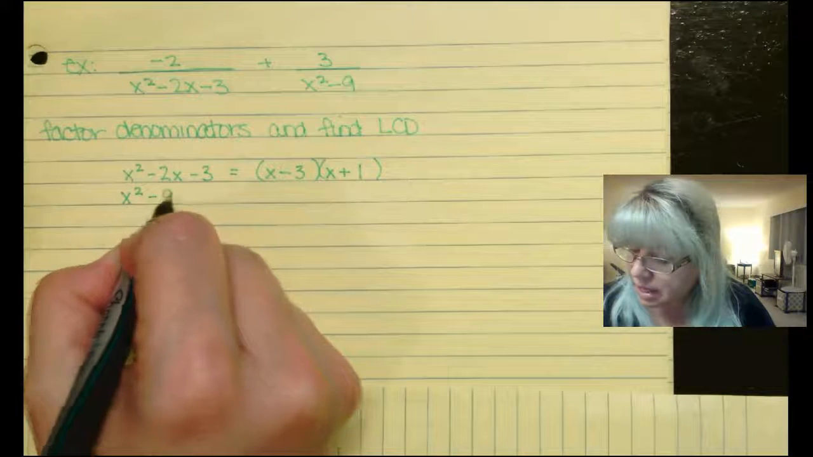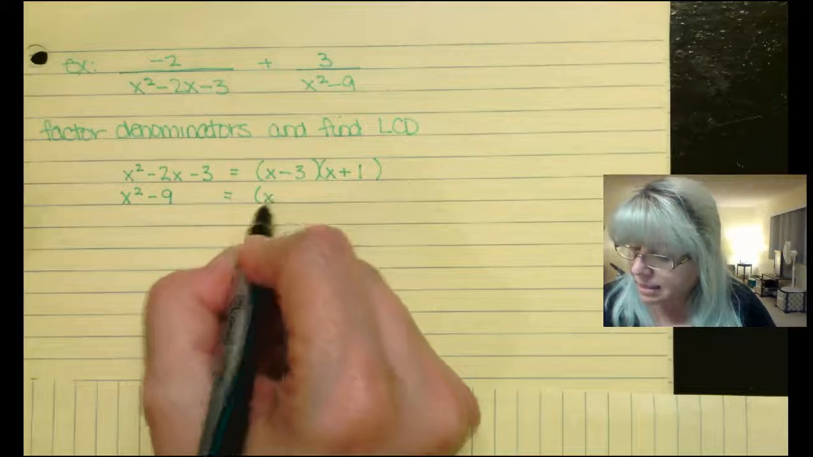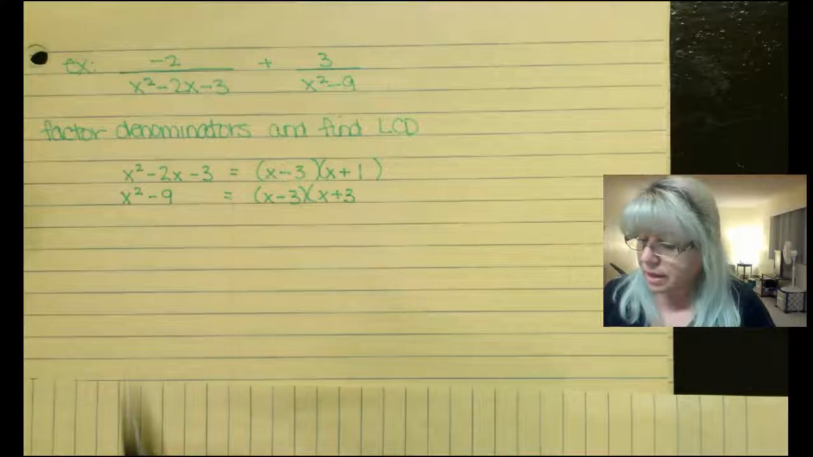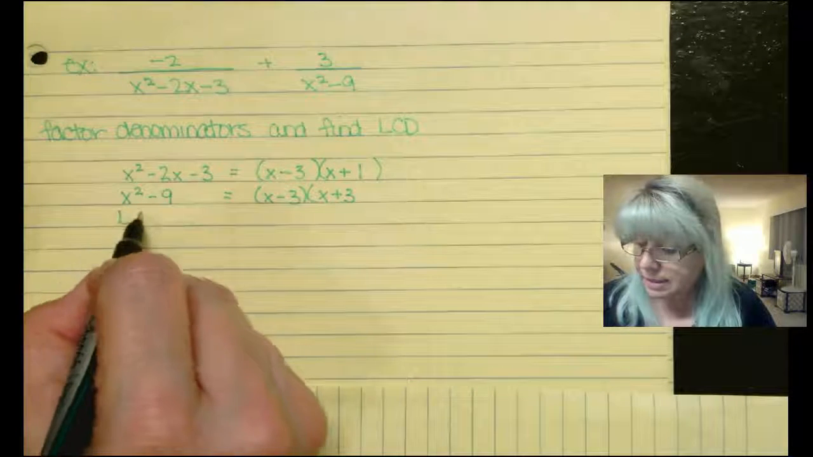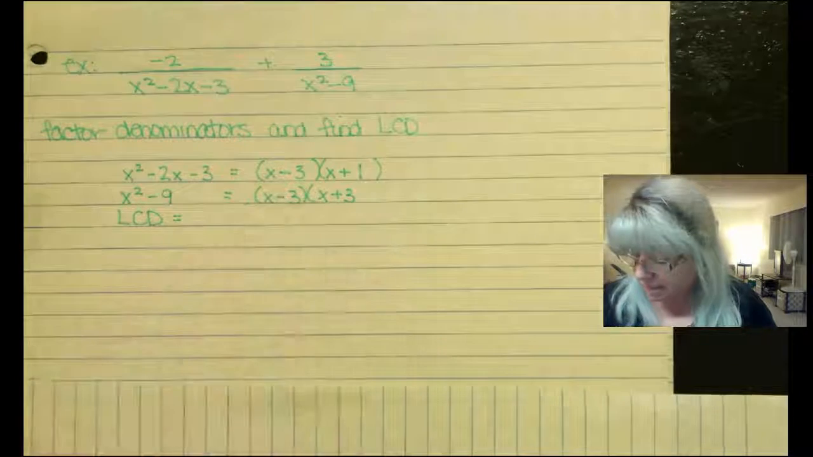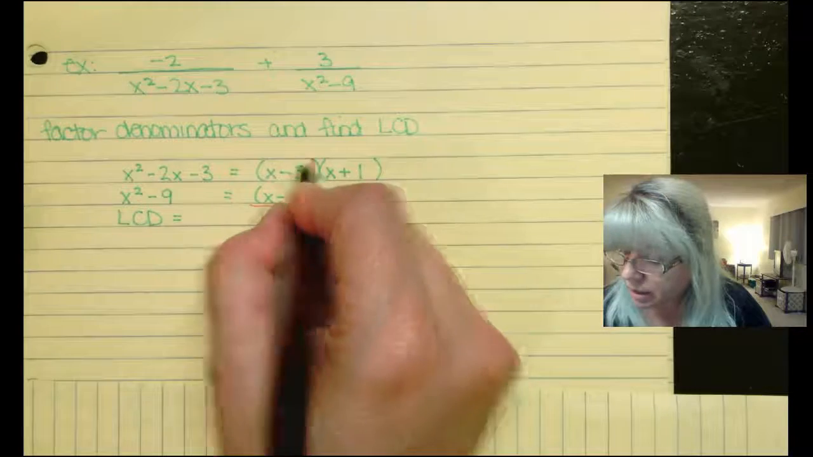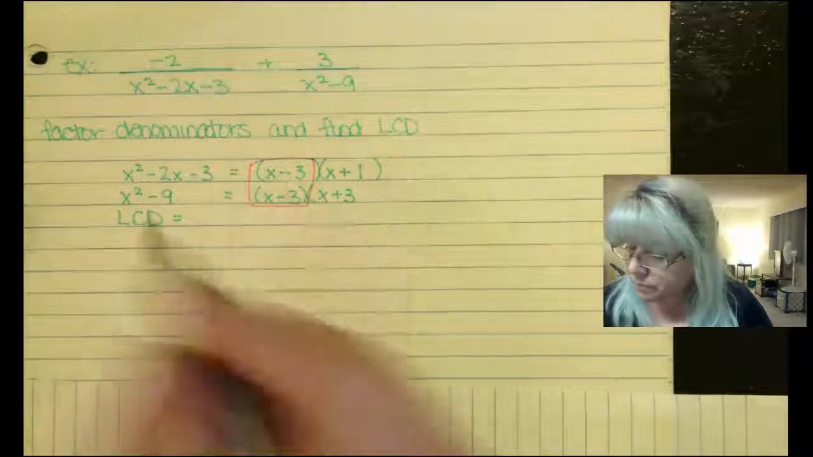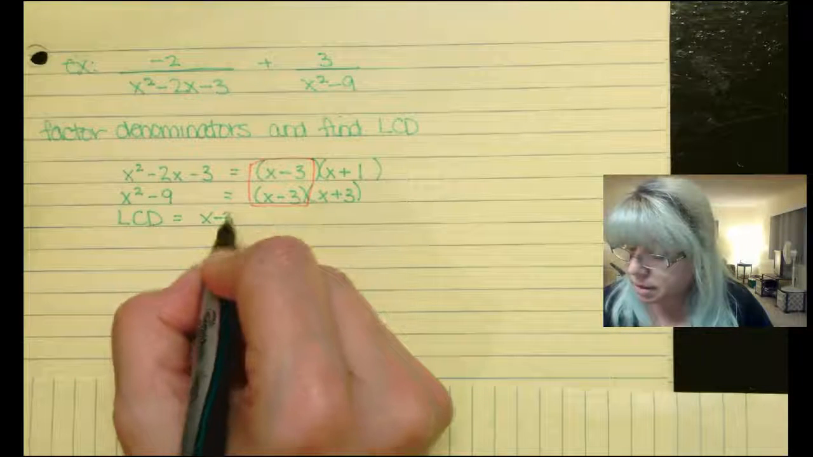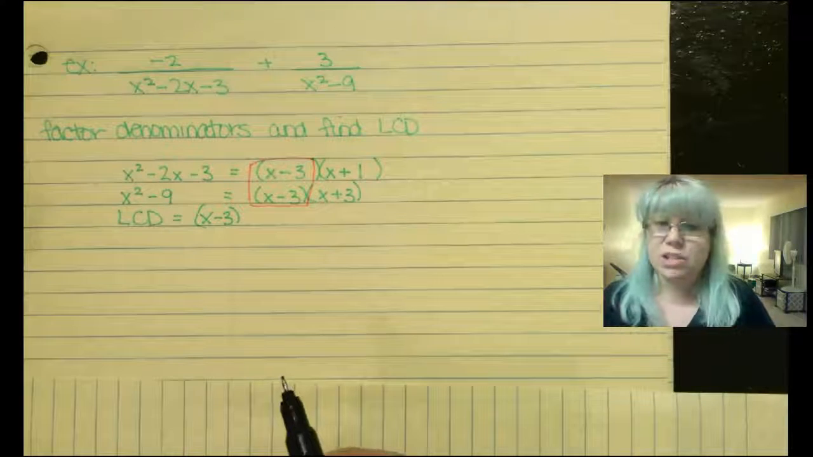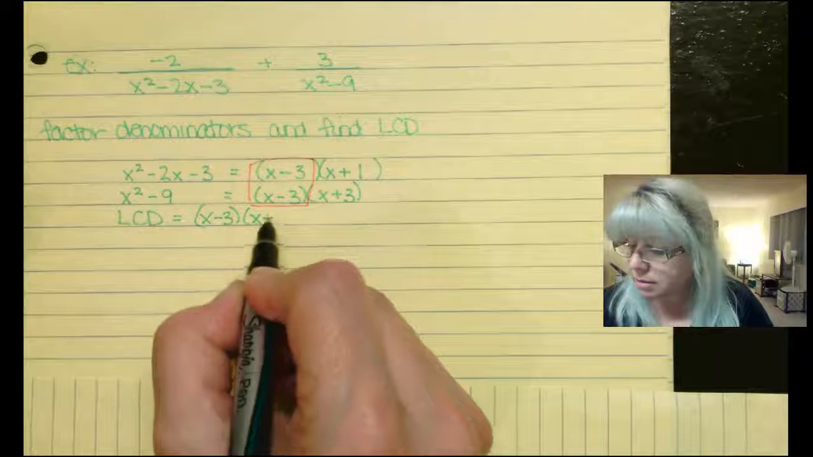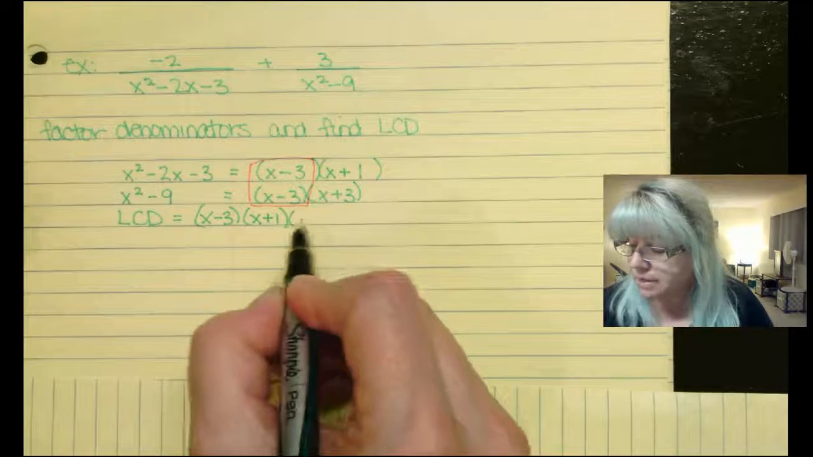X squared minus 9 will factor into x minus 3, x plus 3. Therefore, the LCD will be everything they have in common. So they have the x plus 3 in common, or x minus 3 in common. But then I need everything that they don't have in common as well. X plus 1 and the x plus 3.